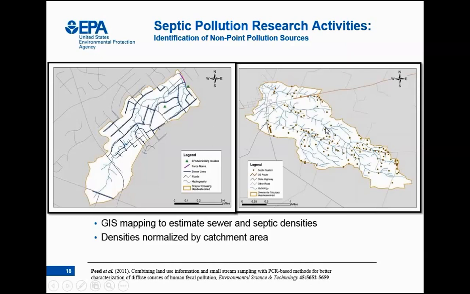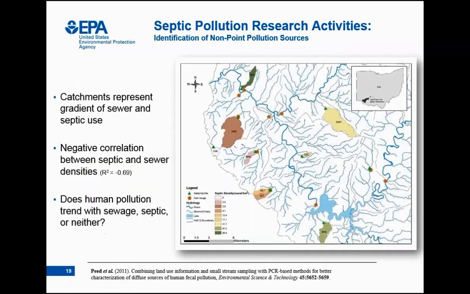And when you do this across all 9 catchment areas, what you end up with is a gradient of sewer and septic use. And so you can see this here in this GIS image. We have the 9 catchment areas, and they're color-coded with this light pink, meaning 0 septic systems, all the way up to almost 90 septic systems per square kilometer.